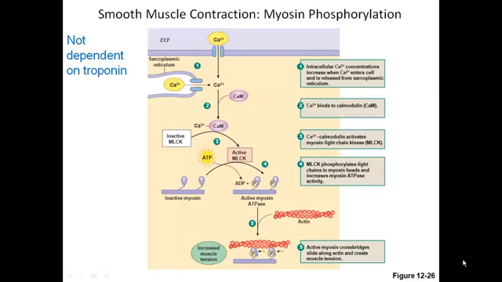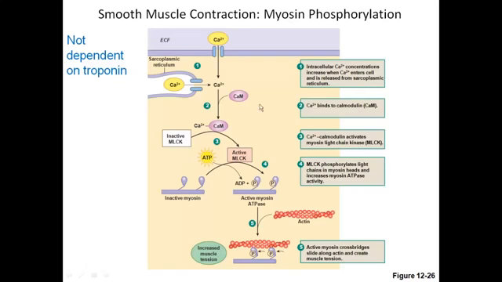This video will discuss smooth muscle contraction and relaxation. You will need to be able to identify the similarities and differences to skeletal muscle contraction and relaxation. The first difference that you should be aware of is that smooth muscle contraction is not dependent on troponin like skeletal muscle contraction is. Smooth muscle utilizes a protein called myosin light chain kinase. So it's indicated here by MLCK.